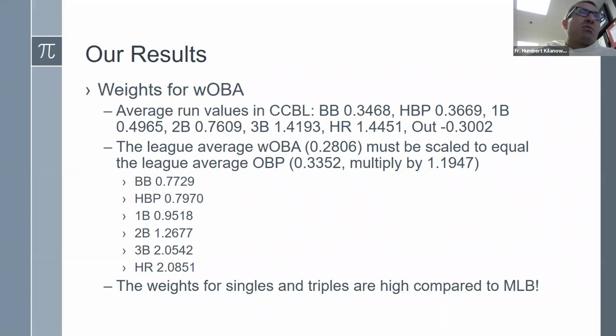But in order to normalize it properly, to make the league average wOBA equal to the league average on base percentage, multiply it by the scaling constant, close to 1.2. So we have 0.9518 as a value of a single. This is very high compared to the major leagues. Usually a major league single is worth about 0.9. And triples in 2019 were also worth a lot for some reason.